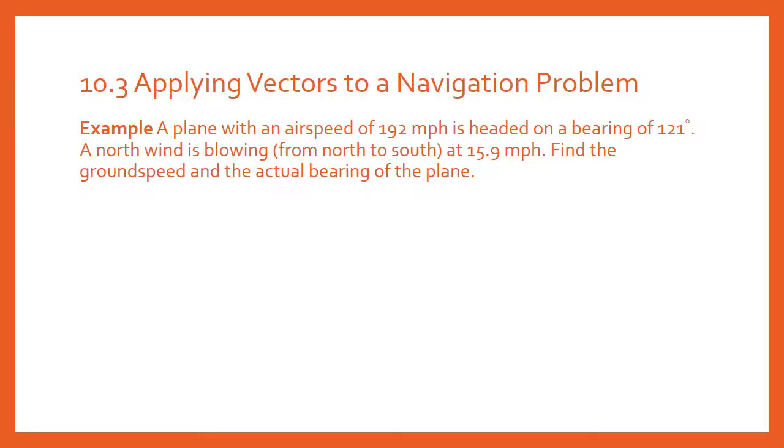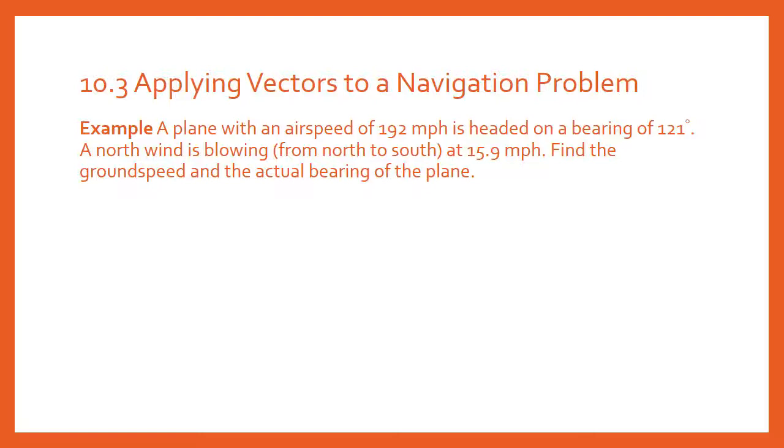Okay, now we're going to do a navigation problem. Now you may want to try this on your own. If so, go ahead and pause the recording now and resume when you're ready. If not, we'll talk our way through this. So we have a plane with an airspeed of 192 miles per hour. It's headed on a bearing of 121 degrees. The wind is blowing from north to south at 15.9. Find the ground speed and the actual bearing of the plane.